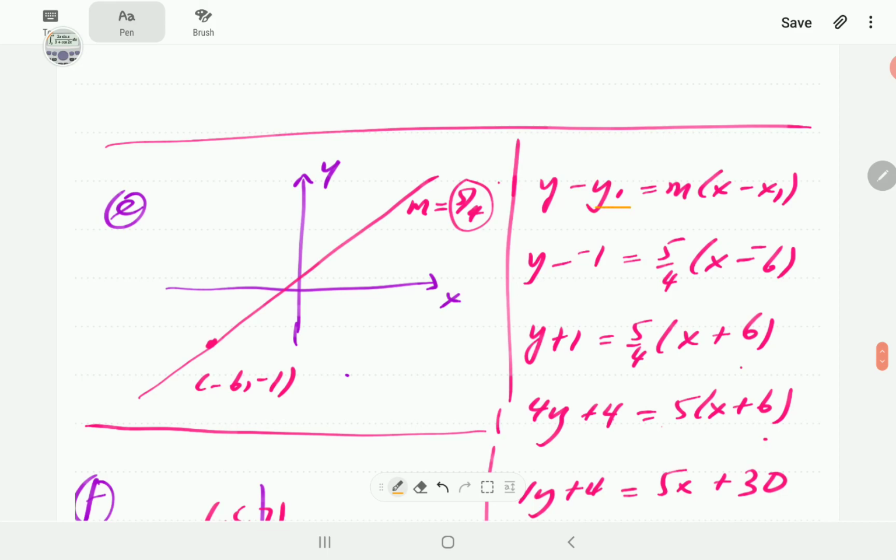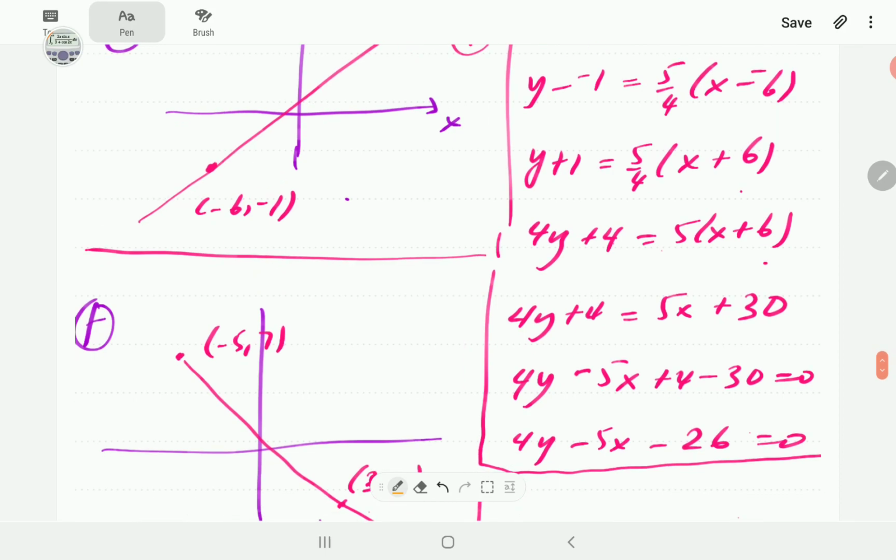So if we just plug into the 1-point form, M is 5 on 4. Y1 is -1. X1 is -6. So that becomes Y plus 1. That becomes X plus 6. To avoid working with fractions, we take the 4 to the right hand side, and then we'll remove brackets here. We'll bring everything to the same side, and the final equation is 4y minus 5x minus 26 is equal to 0.